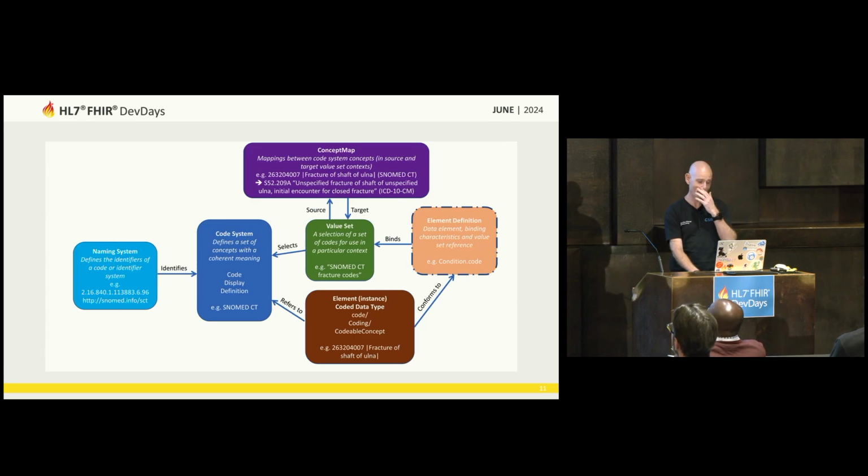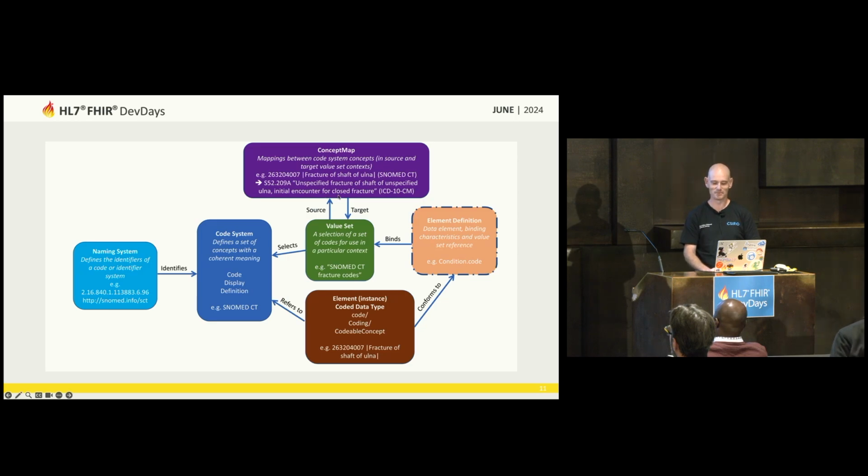And then this is the diagram out of the specification. So we talked about CodeSystem, ValueSet, and ConceptMap, and there's some good examples in here. So we can look at this ValueSet being SNOMED CT fracture codes. We might have a ConceptMap up here, which is mapping from this SNOMED code of fracture of shaft of ulna to this ICD code, which is unspecified fracture of shaft of unspecified ulna, initial encounter for closed fracture. So these things clearly don't mean the same thing as each other, but then maybe in the context of that concept map, they're actually equivalent for the purposes of that map.